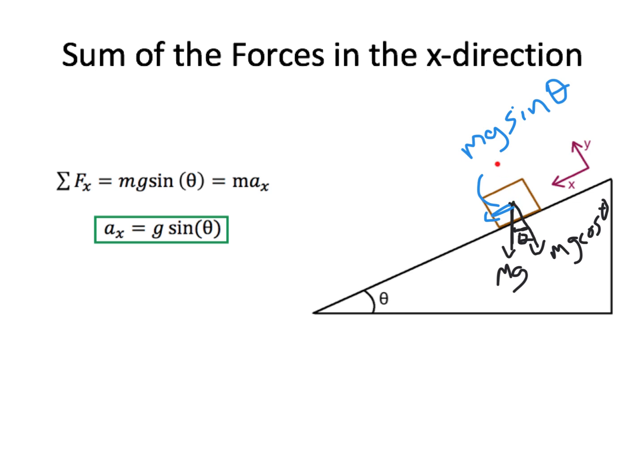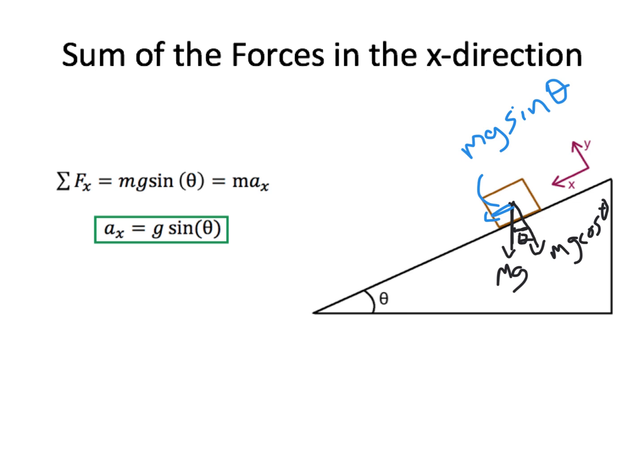Remember, the normal force was pointing in the y direction. There's no friction involved. So the only force that we have in the x direction is this mg sine of theta, and that must be equal to mass times the acceleration in the x direction. And so, for a sub x, I can cancel both of the m's here, and I solve for a sub x, and I get that it's equal to g times the sine of the angle. And that is the acceleration of the block down the inclined plane.